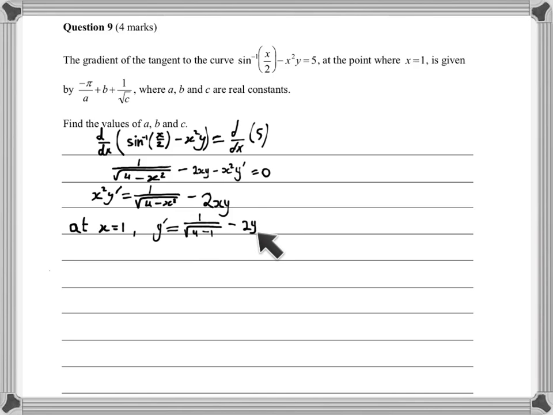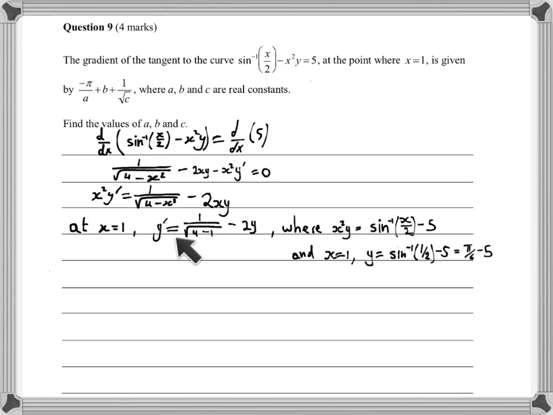So what do we do with this y term? Well, how can we get a solution for y? Y can be worked out from the relationship at the top. If we transpose this for y, or x squared times y, as we did here, then substitute in x equals 1, we get this expression for y. Y is the inverse sine of a half minus 5, which is pi on 6 minus 5, at the value for y. So let's substitute that back into our expression for y dash.